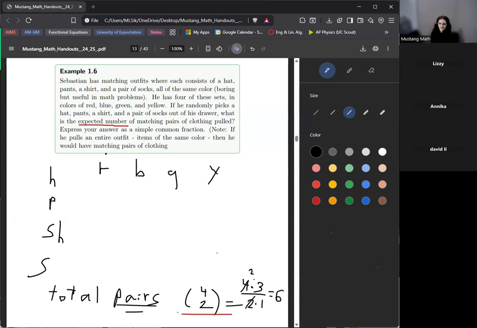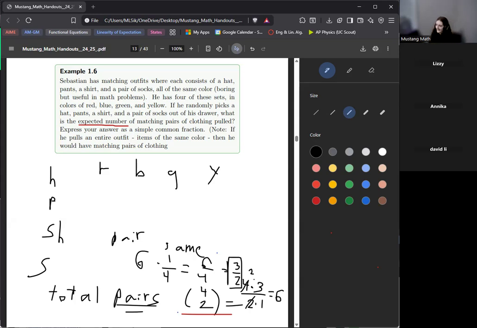So out of all of these different combinations, there are 6 pairs of clothing that you can pick. And out of those 6 pairs, 1/4 of them are going to be the same color. So that means we would have 6/4, which is the same as 3/2. I can absolutely see how some people get 1/64, if you were trying to get an entire outfit of the same color.